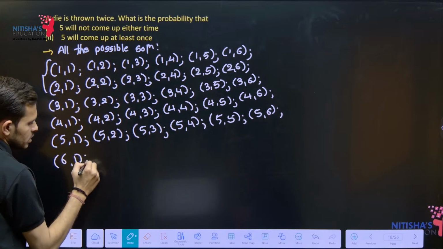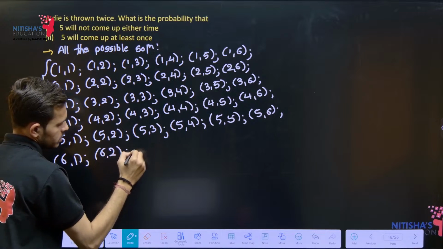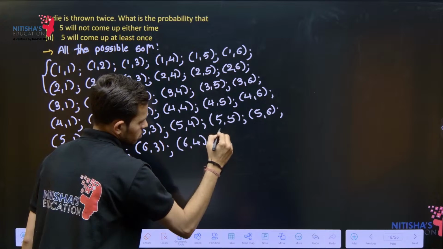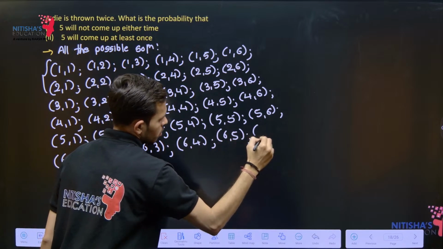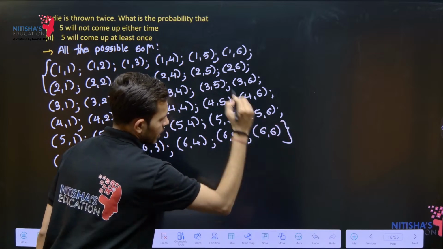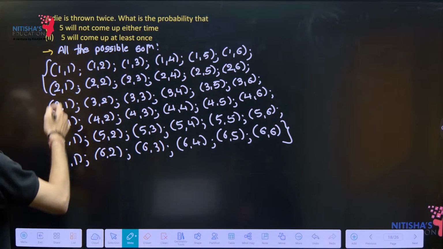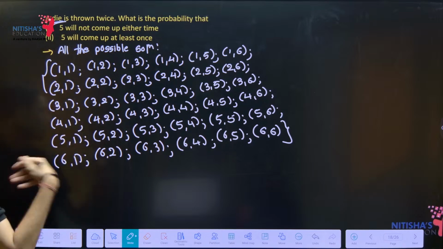सेम 6 के लिए 6 1, 6 2, 6 3, 6 4, 6 5 and 6 6. These are the possible solutions जब हम दो डाई को एक साथ थ्रो करेंगे.